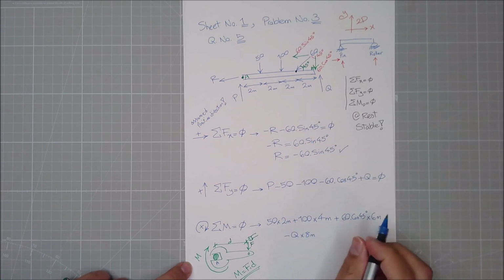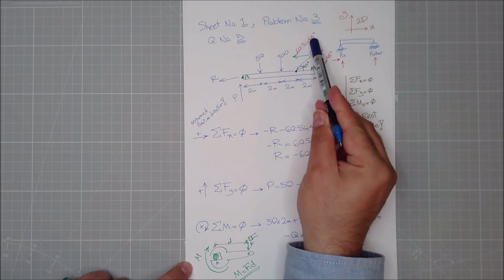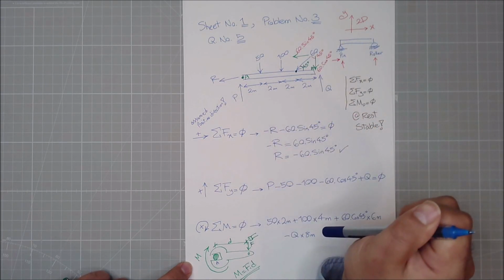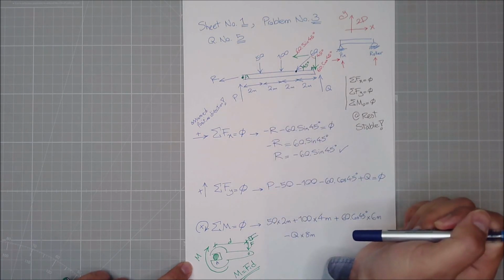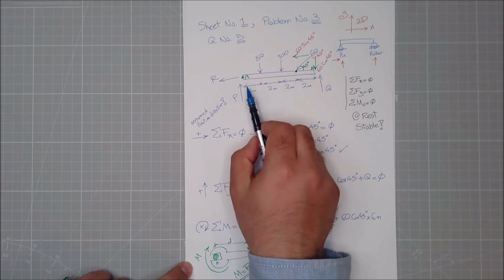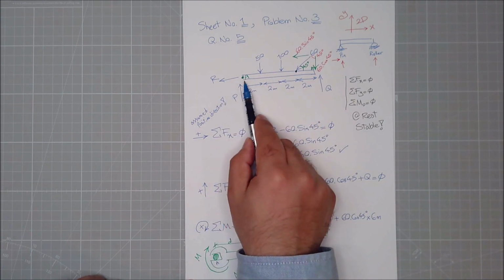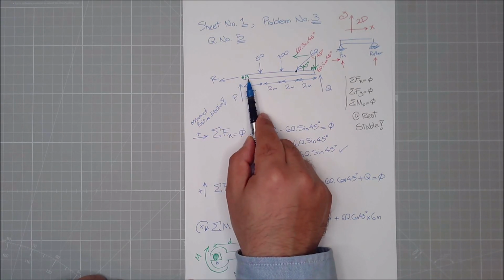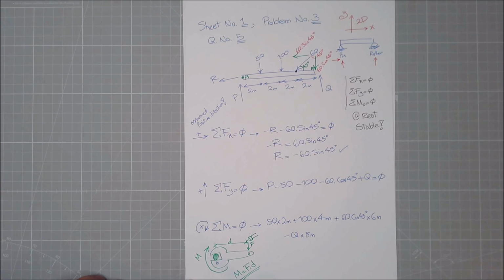Do I have other forces? Yes. I have R, I have 60 sine of 45 degrees, and I have P. But is there any distance between P and point A? No, there is no perpendicular distance. The distance is 0. So if d is 0, then the entire moment generated by that force is 0. Is there any distance between R and point A? No, R is applied at point A. So again, the distance is 0, and the moment generated by that is 0.